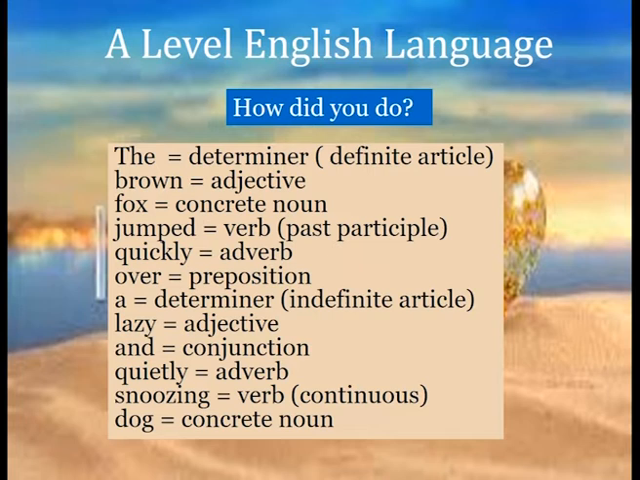There may be some terms here that you are less familiar with. For example, snoozing as a continuous verb, indicating that the action is ongoing. Definite and indefinite articles might also be new to you. At A-level, your use of terminology will develop to a more sophisticated level.